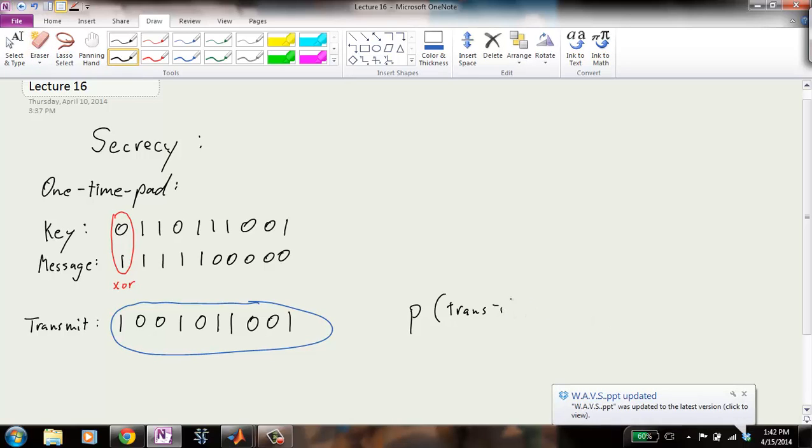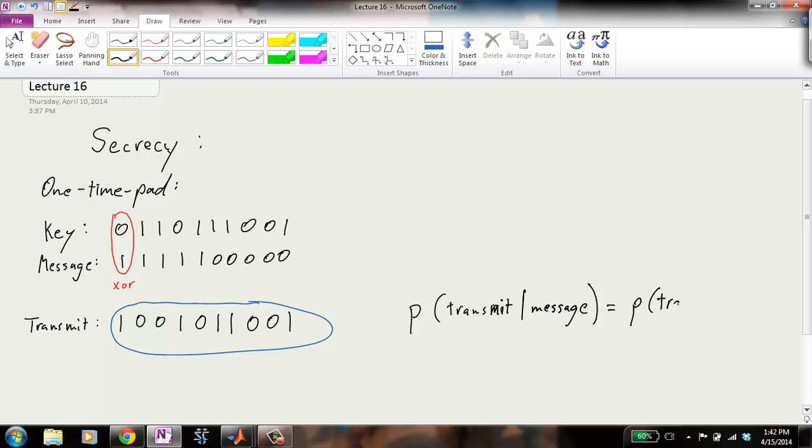The transmitted message given the actual message. If this is equal to just some constant that doesn't depend on the actual message, so it equals some distribution on the transmit that's not a function of the message, then we have independence. Then we know that there's no connection here.